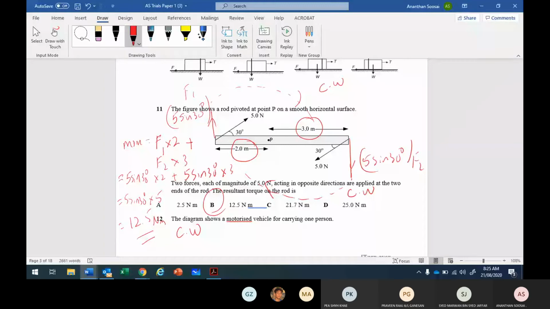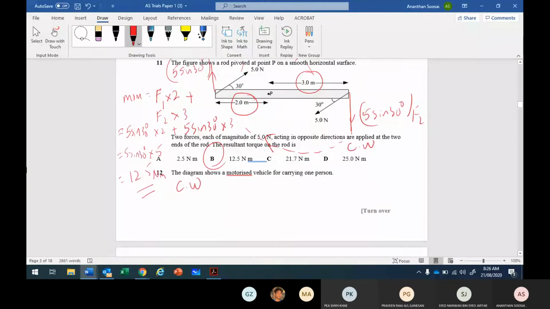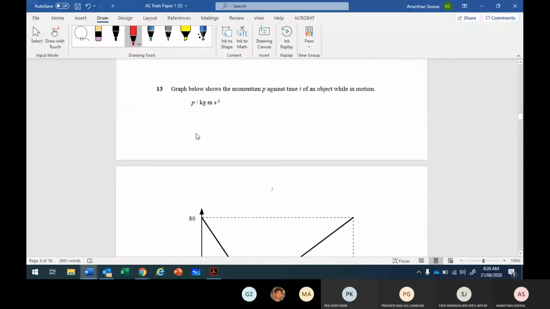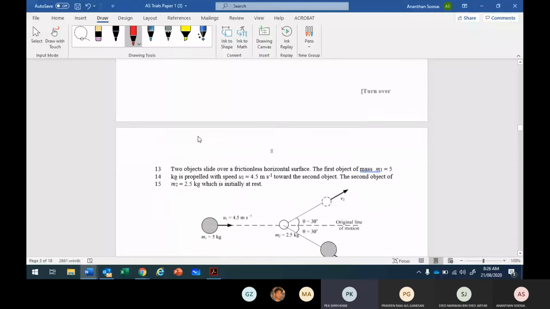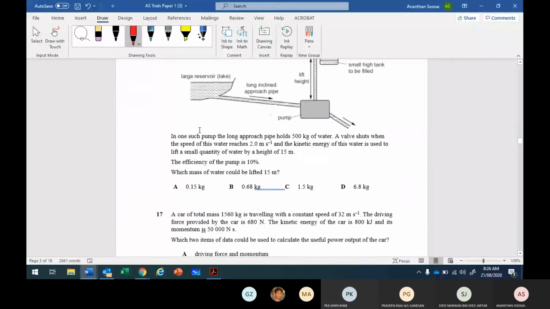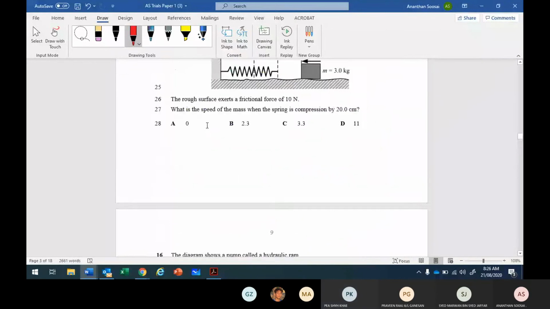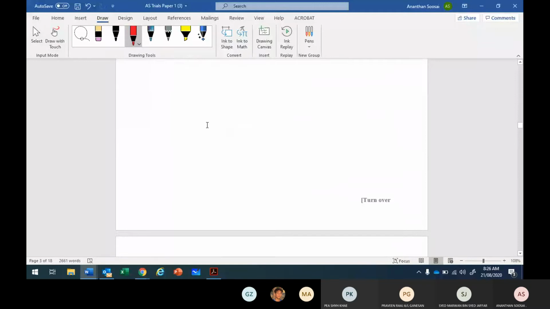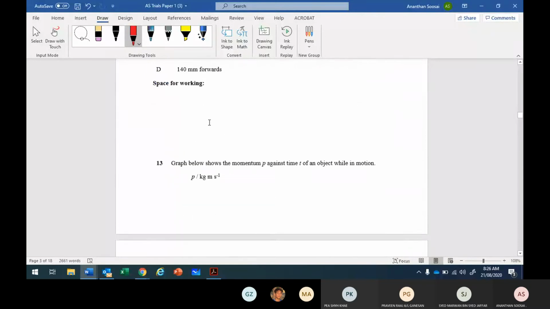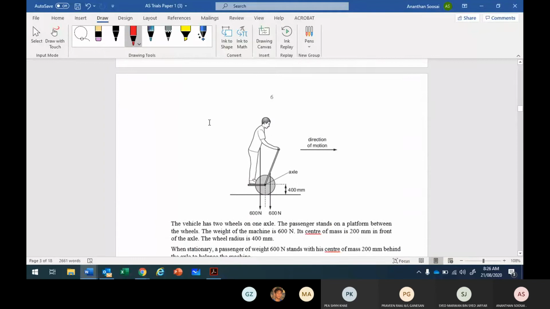Okay. So yeah, this is how it works. Can you understand? Yes. Okay, any other question? Any questions? You got a problem here? Teacher, question 12. Okay, question 12.